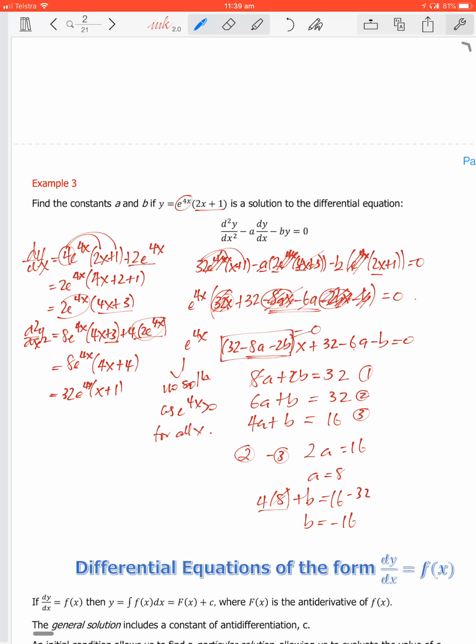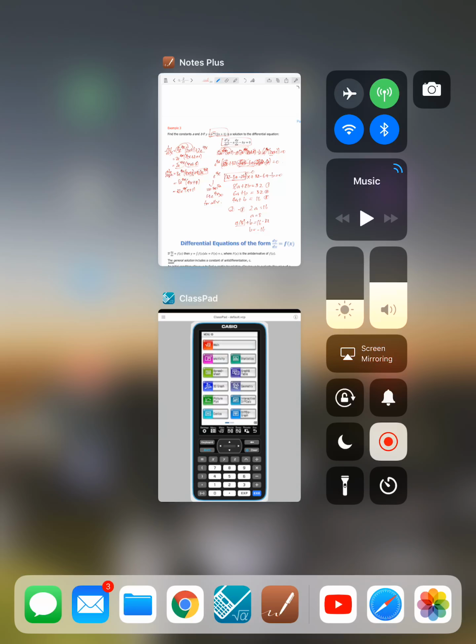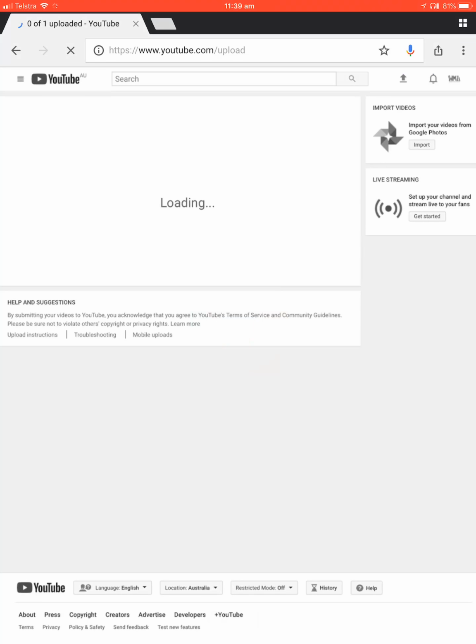So if a equals 8 and b equals negative 16, this is a solution to this equation, when a equals 8 and b equals negative 16. Okay, let's just quickly have a look and make sure I didn't stuff anything up. So I should be able to find my solution somewhere.